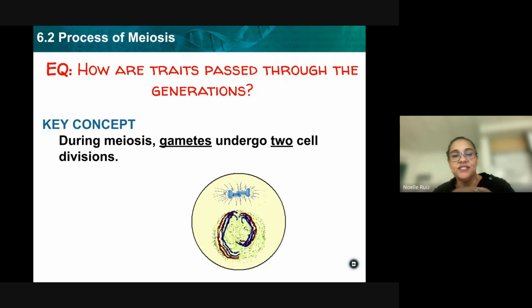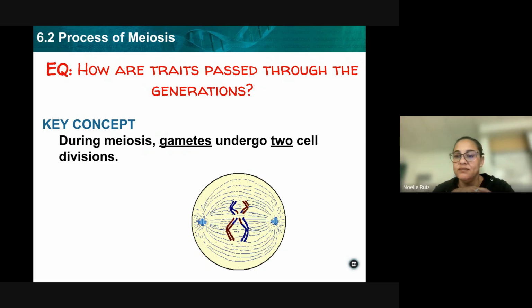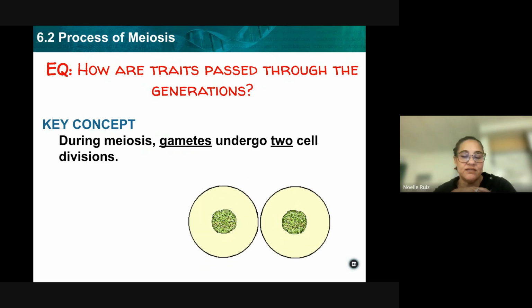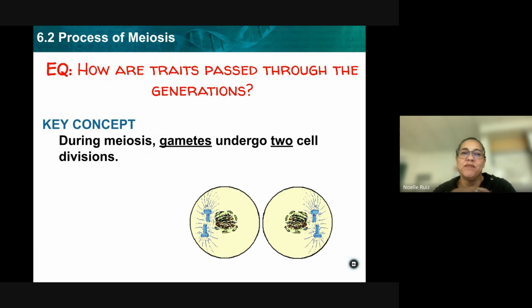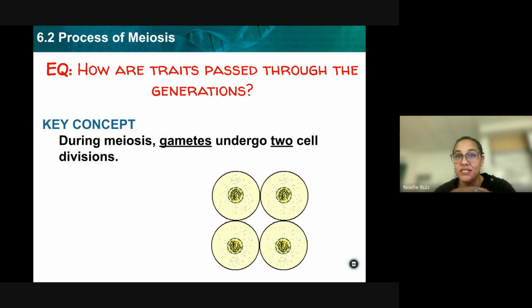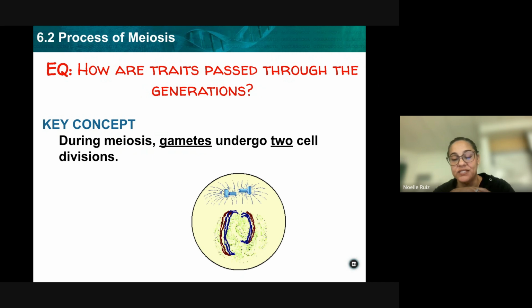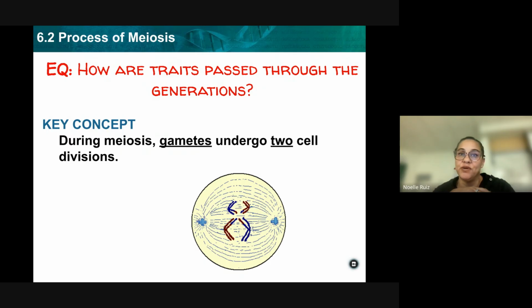So the essential question is the same as last week. How are traits passed through generations? This week we are talking about the process of meiosis. We ended last semester with mitosis, which is a similar process, but mitosis happens in all of your body cells. We talked about the difference between somatic cells, your body cells, and your sex cells last week, your eggs and your sperm.